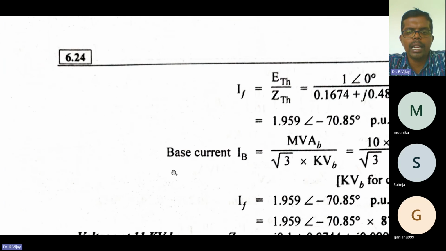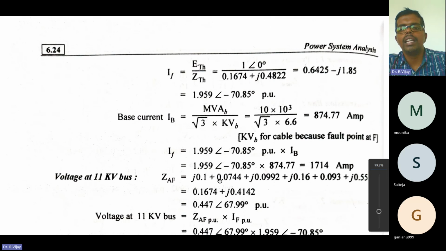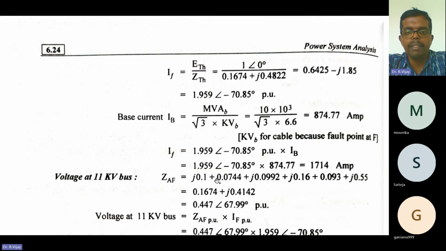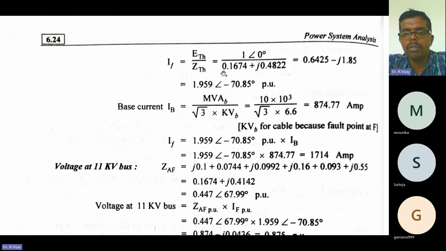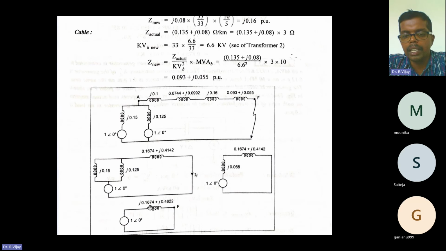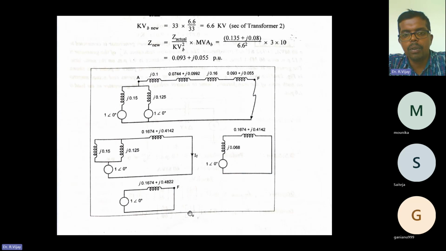Now we need to calculate the fault current. What is the fault current? We have already explained in the previous class how to calculate the fault current. That is E Thevenin divided by Z Thevenin. E Thevenin is 1 at the angle of 0, divided by Z Thevenin. The simplified value here is the same thing, you need to copy and paste it over here.